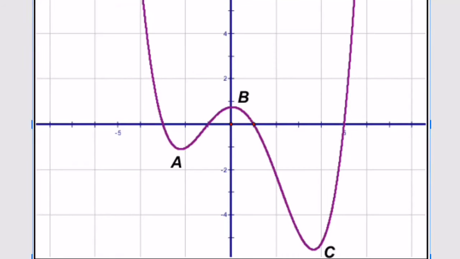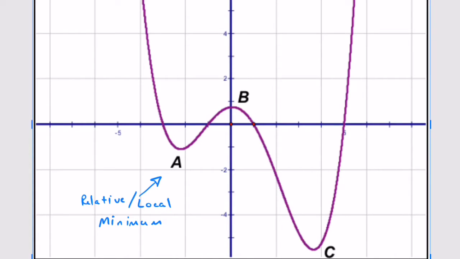What we're going to do here is just go through some definitions. First definition is that point A is what is called a relative or local minimum. We use the word relative in this course pretty much exclusively, but when you get to calculus, they always call it a local. But in this course, we'll call it a relative min.